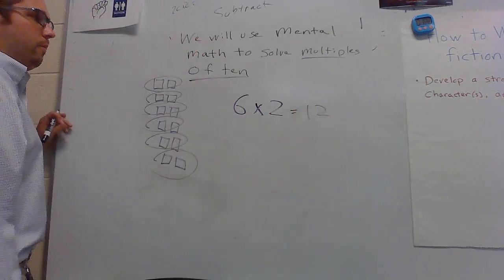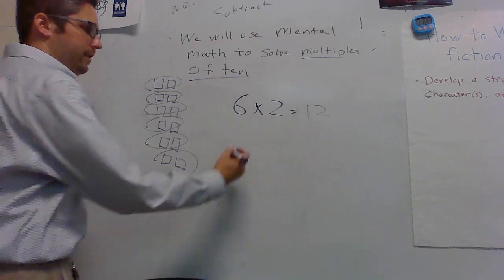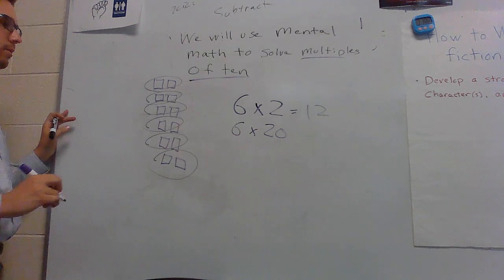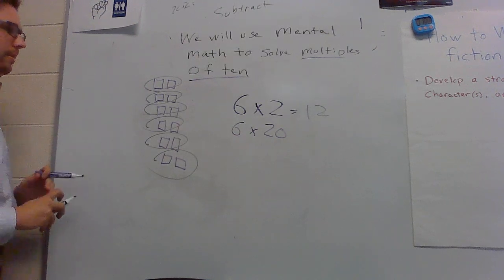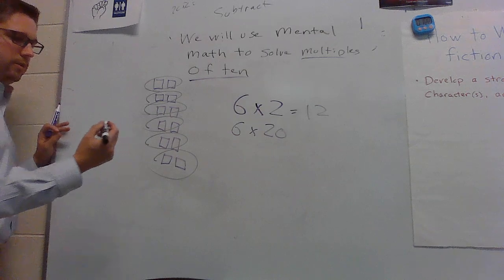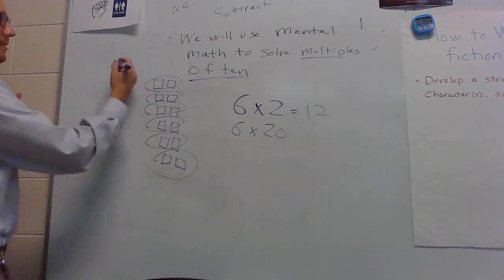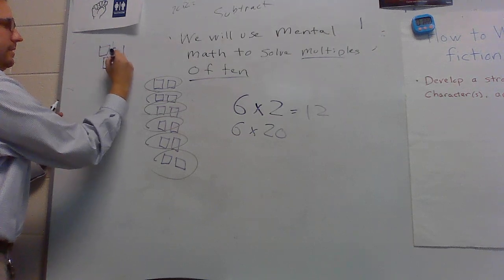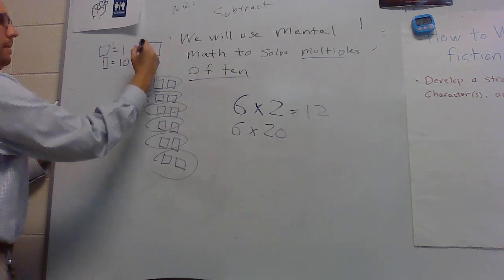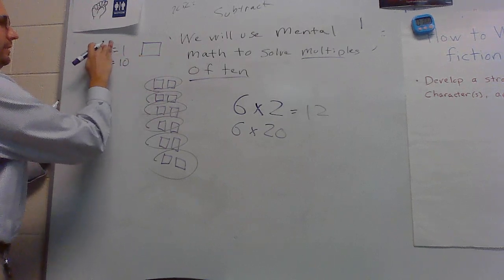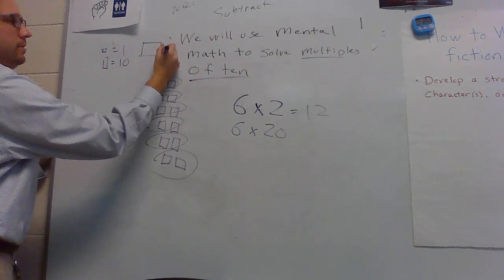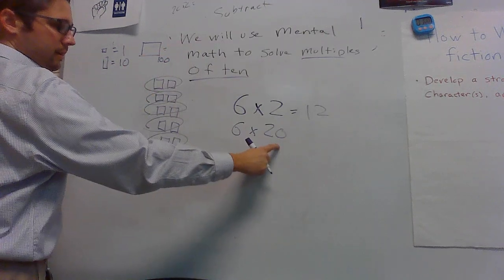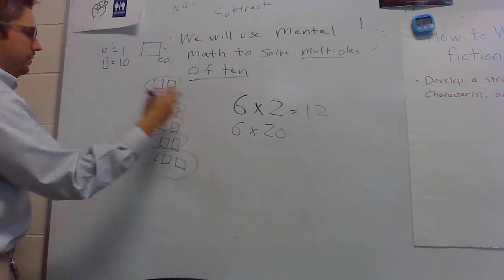What would happen if one of these were a power of 10? What if we had 6 groups with 20 in each group? Let's look at how that would change this number. I'm going to do that over here. Remember, for our base 10 blocks, this is a 1. This is a 10, and a bigger square is a 100. So I'm going to use our rods. I'm going to make 20 in each group, and there are going to be 6 groups.